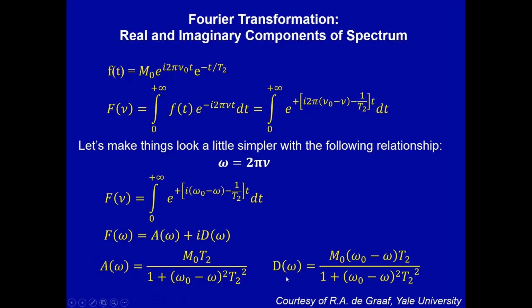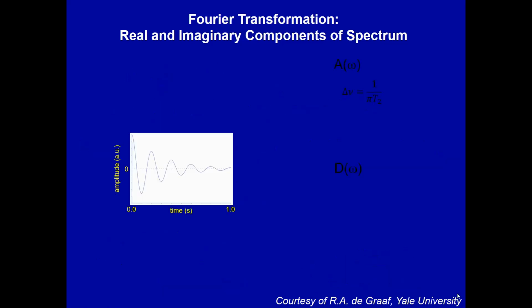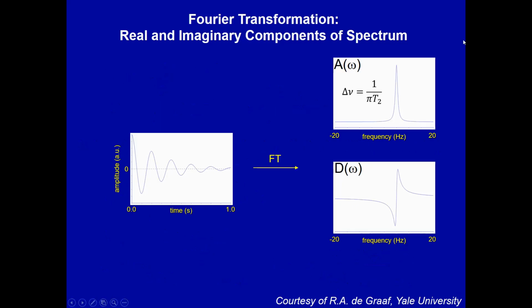Now the dispersive component, the part I told you we don't generally look at, has the same dependence on the denominator, but the numerator also now has a dependence, so it's going to have some other shape. Here is our original signal oscillating over time and decaying. We do a Fourier transform, and here are the absorptive and dispersive components graphed as a function of frequency.